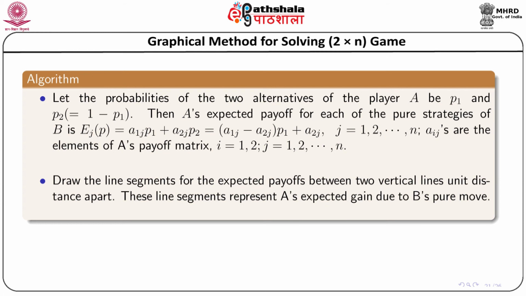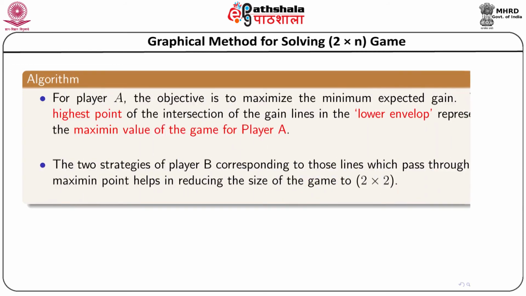Then we draw the line segments for the expected payoffs between two vertical lines unit distance apart. These line segments represent A's expected gain due to B's pure move. For player A, the objective is to maximize the minimum expected gain. So, the highest point of the intersection of the gain lines in the lower envelope represents the maximum value of the game for player A.